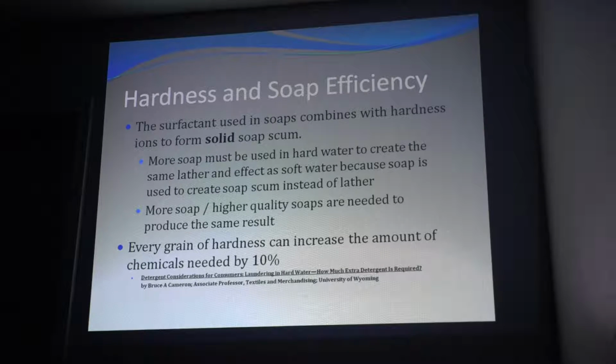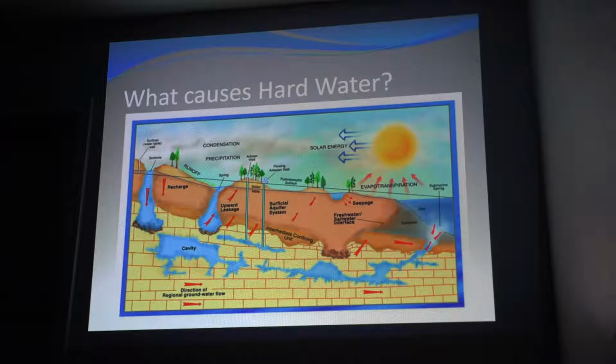One little tidbit here: every grain of hardness can increase the amount of chemicals needed by 10%. That's for every grain. So the Wisconsin state average is 15 grains per gallon. And some people call this the water cycle. Has everybody seen this before? It's the hydrologic cycle. It's really the pilgrimage of water that it goes through before it goes back out to the ocean.